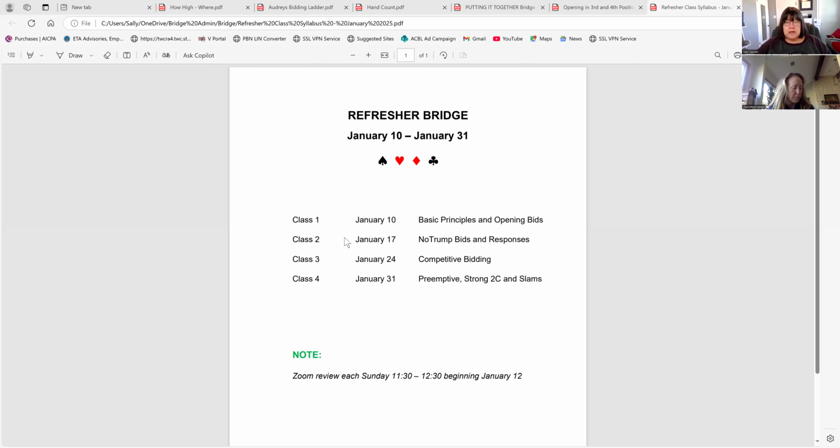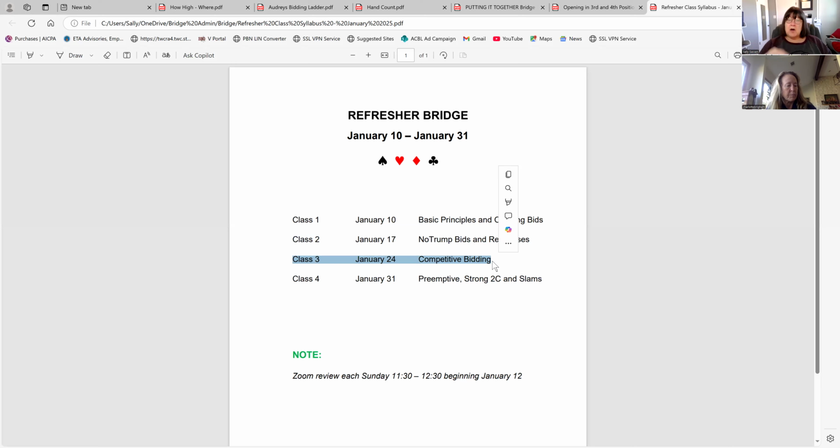For the first class, the one we're talking about today, we're covering the basic general principles of bridge, and then opening bids, when you should open. The next class, next week, we're going to be covering no trump bids and responses, really going into depth about those bids and responses.